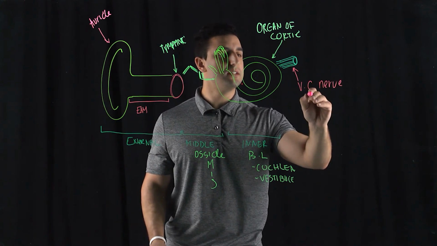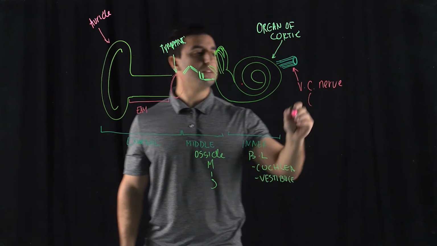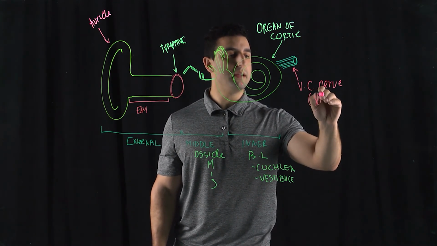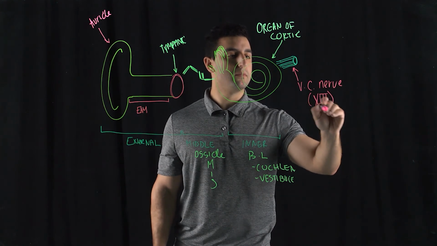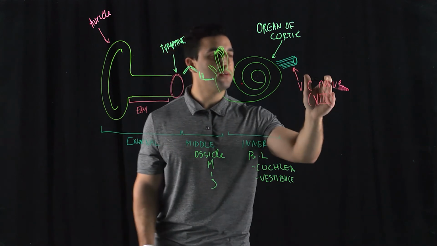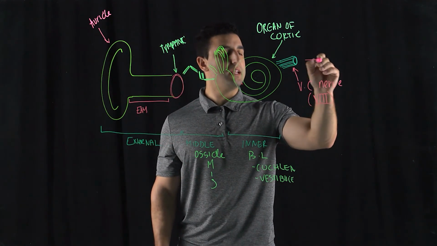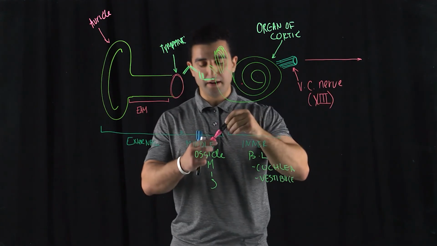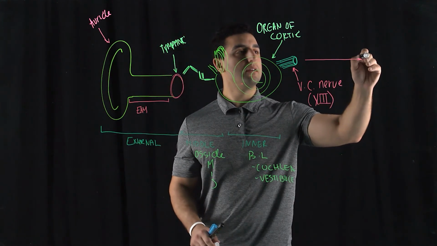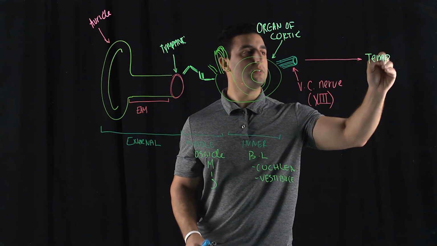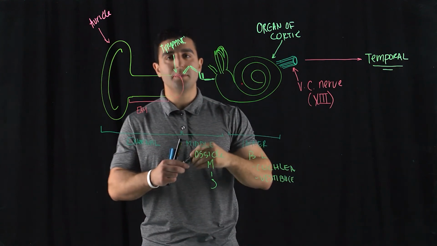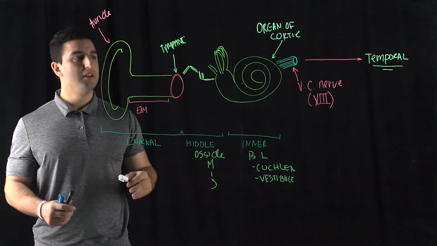Do you remember what nerve this is? This is nerve number what? Number 8, right? And all this information goes to the vestibulocochlear nerve, right? And then this impulse is pushed finally to where? To the brain. And what region of the brain? The temporal region of the brain. And this is where all of this auditory information is being processed, right? Looks simple now, right?